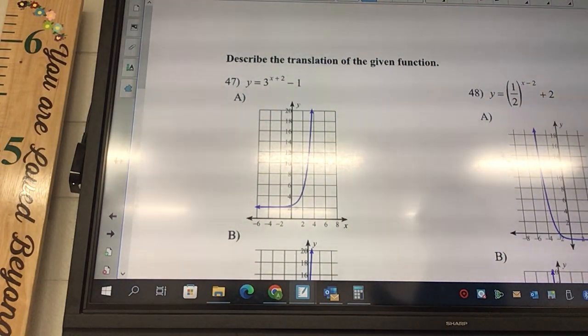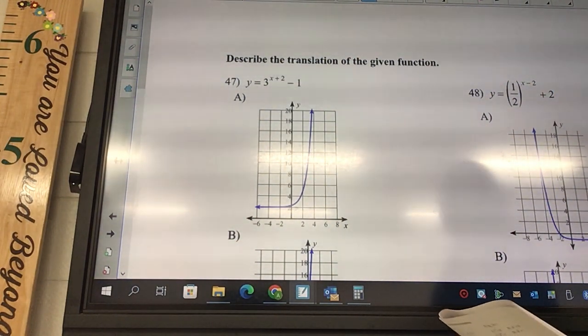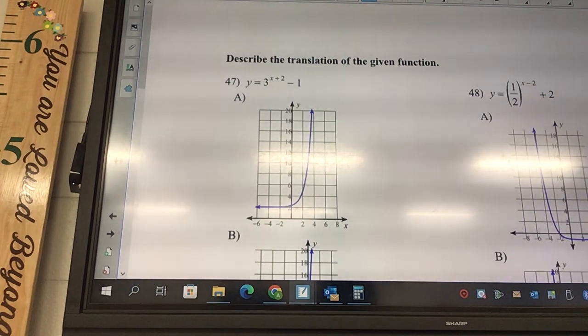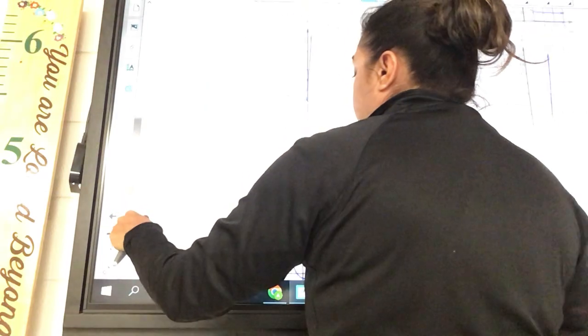Okay, 47, you can also do the XY chart, or you can kind of look at these and shift. Okay, so we know from our graph, is this going to be growth or decay? It is going to be growth. Okay, so what can we eliminate? D, for sure, you can eliminate D.